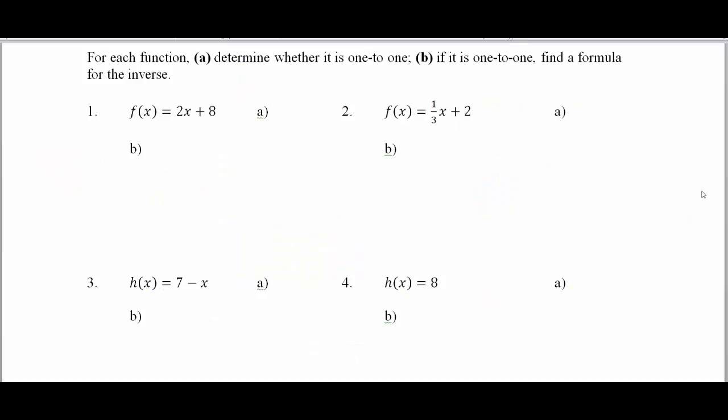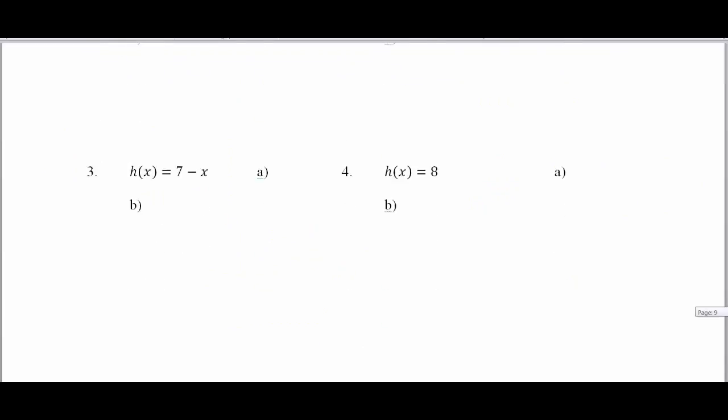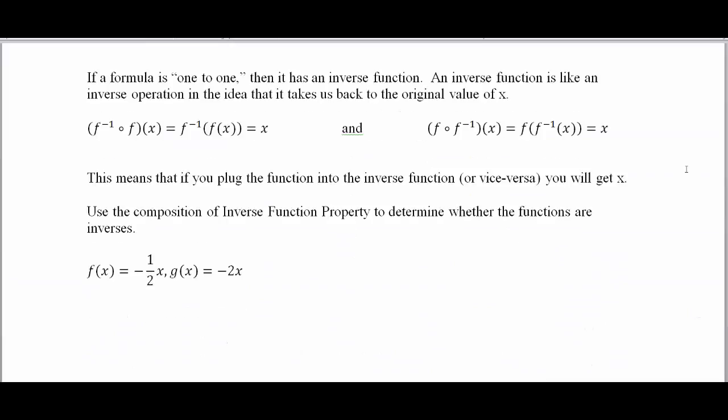So let's go to the next page and really reinforce that fact. It's actually in the notes that I typed up for this worksheet. It says if a formula is one-to-one, then it has an inverse function. Cool. This is because I told you that you have to check to see if your functions pass the horizontal line test, and these definitely do. Now it says an inverse function is like an inverse operation in the idea that it takes us back to the original value of x.